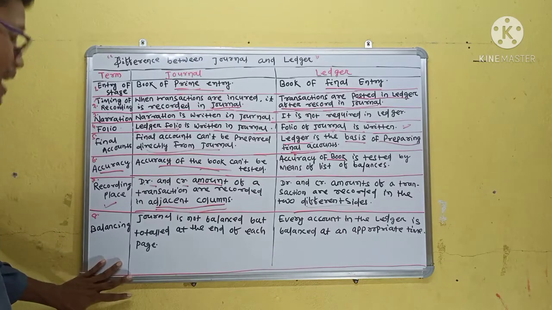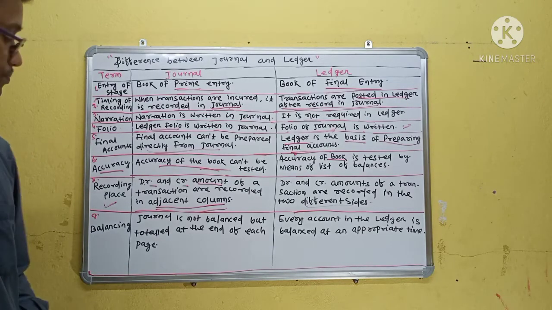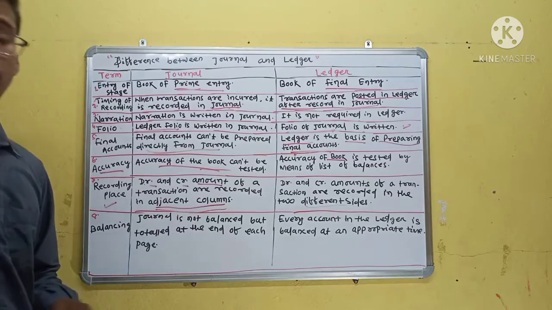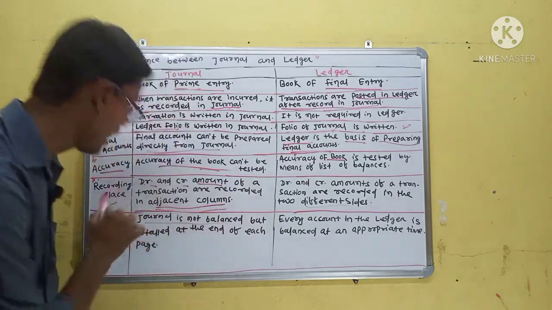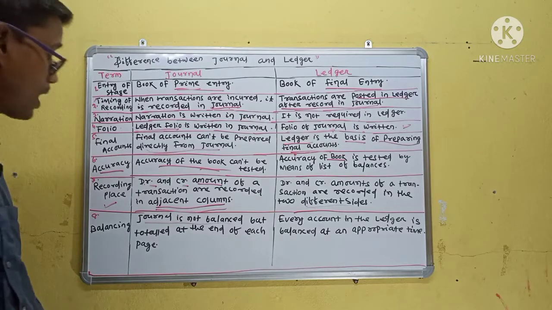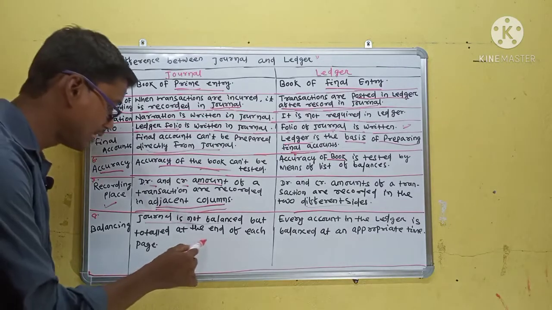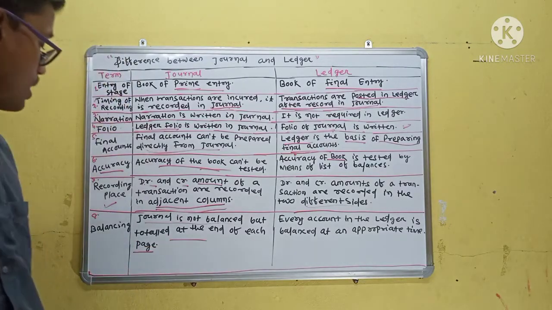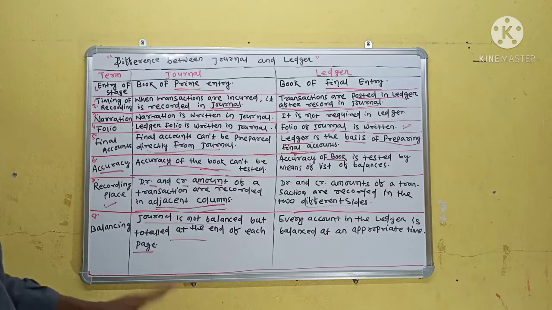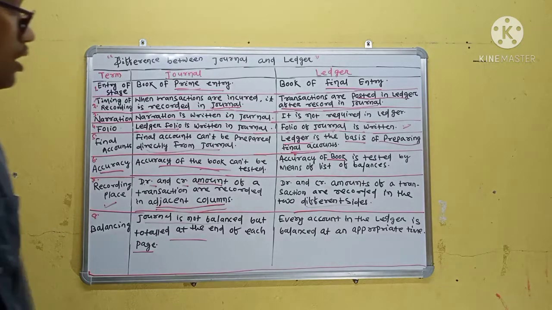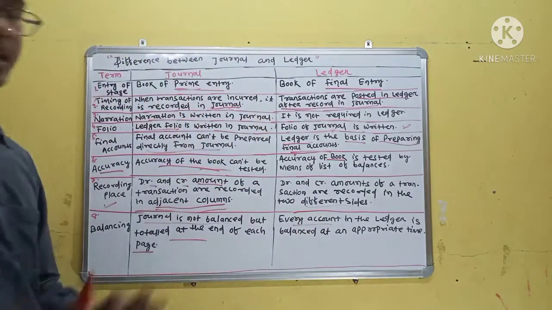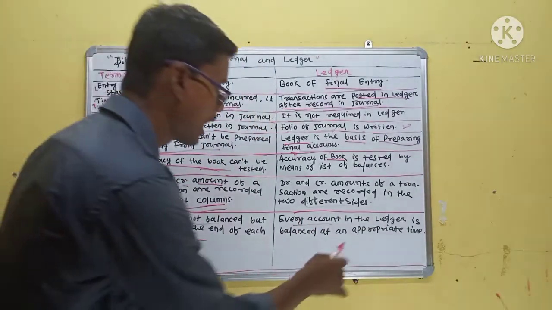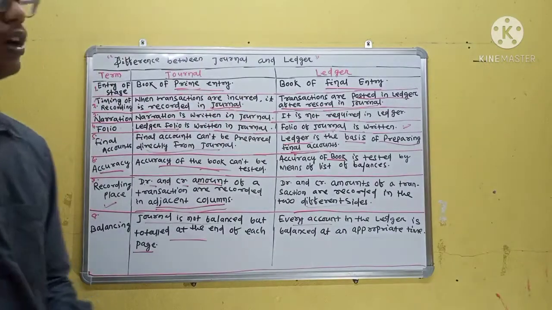And the last term is balancing. Journal is not balanced. It is a very important topic. Journal is not balanced, but totaled at the end of each page. And in the ledger, every account is balanced at an appropriate and suitable time.